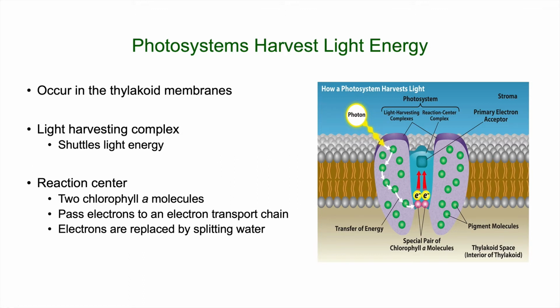Now we have to replace these electrons because they've left the chlorophyll, and we replace them by splitting a water molecule and taking two electrons from the water molecule and adding them back to the chlorophyll A molecules.